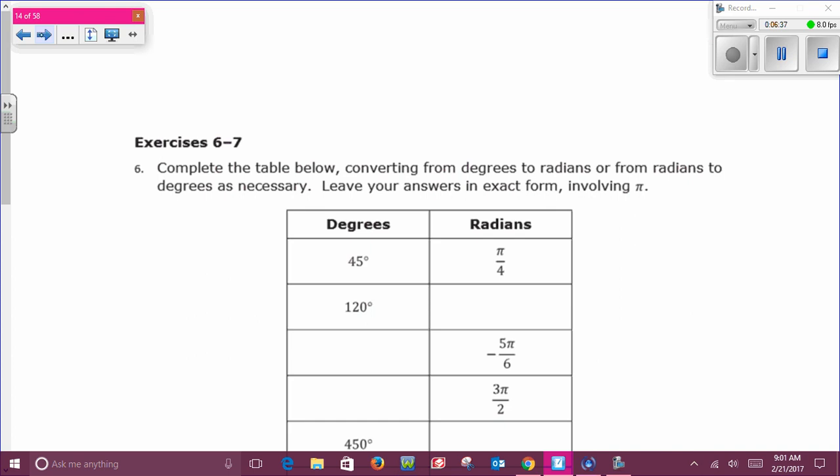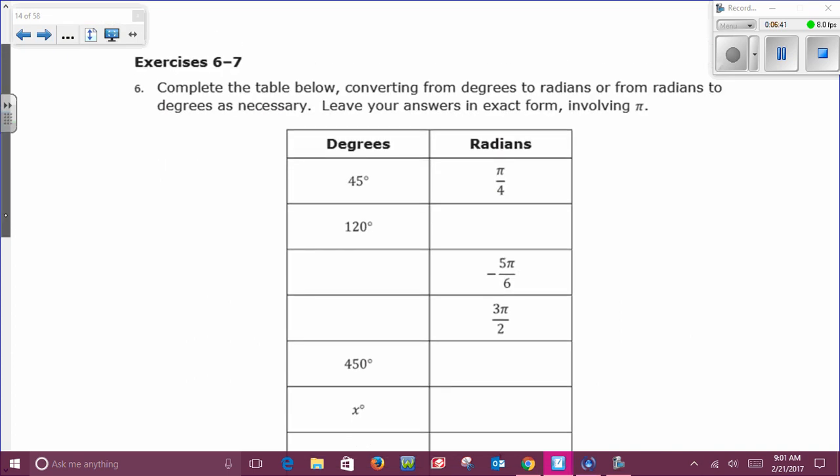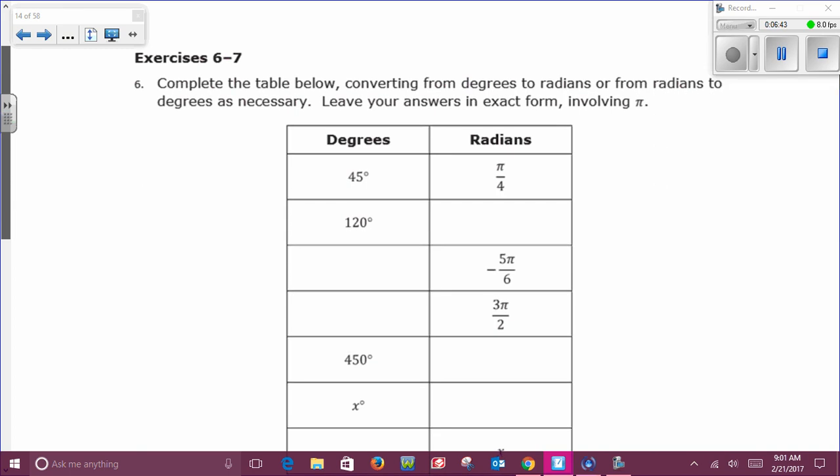Complete the table below, converting from degrees to radians or from radians to degrees as necessary. Leave your answers in exact form involving pi. Exact form means no decimals. So it's not a calculator problem necessarily. Involving pi means reduce fractions.